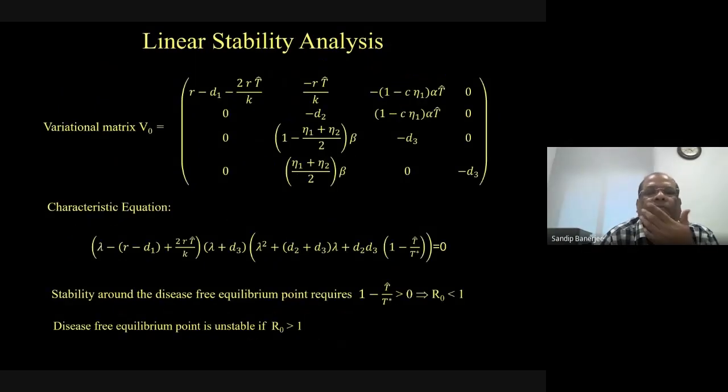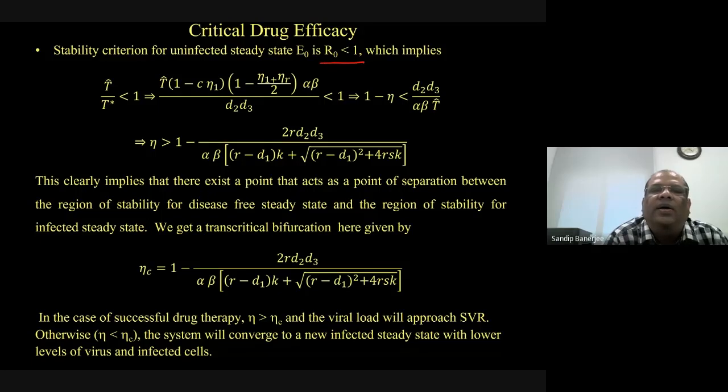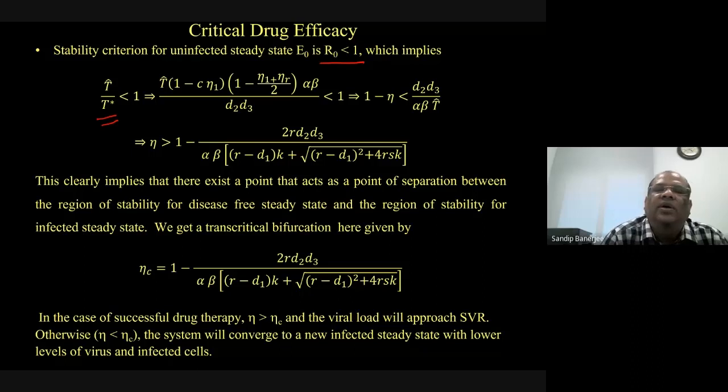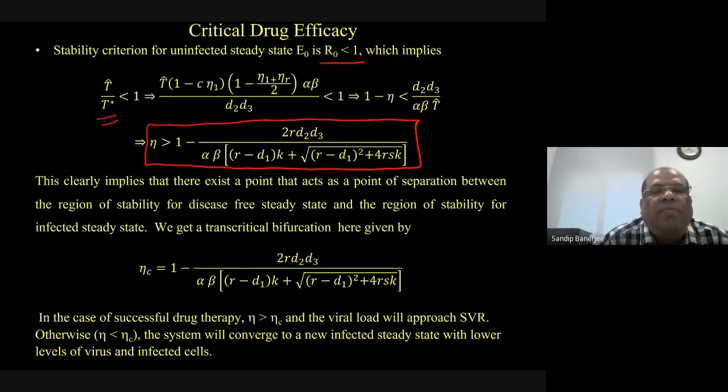And how do we do that? This is the stability analysis we have done, and this is the important part. It is proved that the steady state E0, that is virus free, is stable if R0 is less than 1, where R0 has some expression, something like this. If I now plug the values of T hat and T star, I will get something like this in terms of eta, where eta is your combined efficacy of the drug. So this is the bifurcation point, meaning eta C equal to this is the bifurcating point, and that's a transcritical bifurcation.